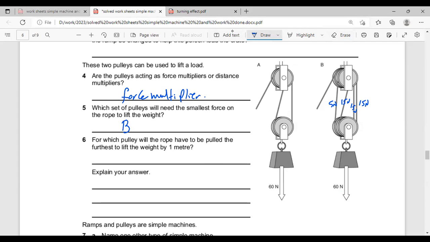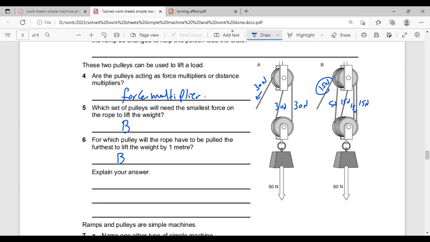Which pulley's rope will have to be pulled the farthest to lift 1 meter? The farthest to lift will of course be the one where I applied less force. For example, this is 60, here 30 Newton, here 30 Newton, so we apply a force down of 30 Newton, but in the other we apply a force of 15 Newton. The smaller the force, the longer the distance moved.